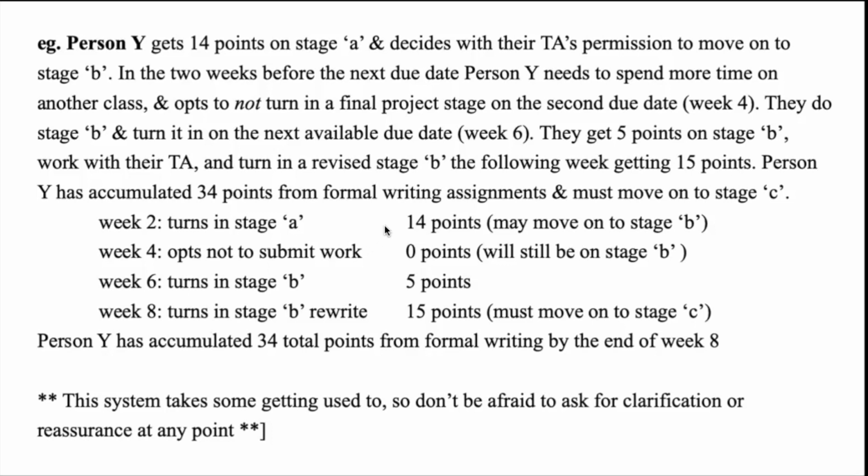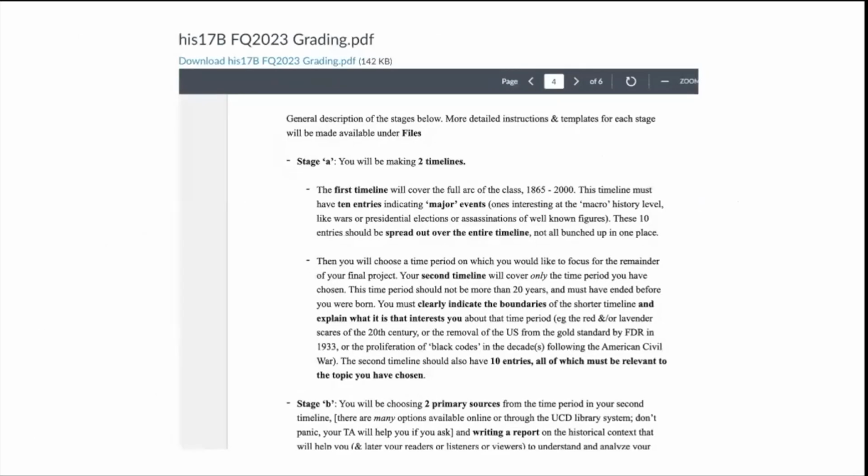So you can see 14 points, didn't turn it in, no penalty, just also no points. 5 points, get to keep those 5 points, they will not go away. 15 points for the quality of the stage B rewrite. This system takes some getting used to, so don't be afraid to ask for clarification or reassurance at any point. I will say more about your final project later in the second half of this video. So for now, just note that you can find a description of the stages under grading in the syllabus.